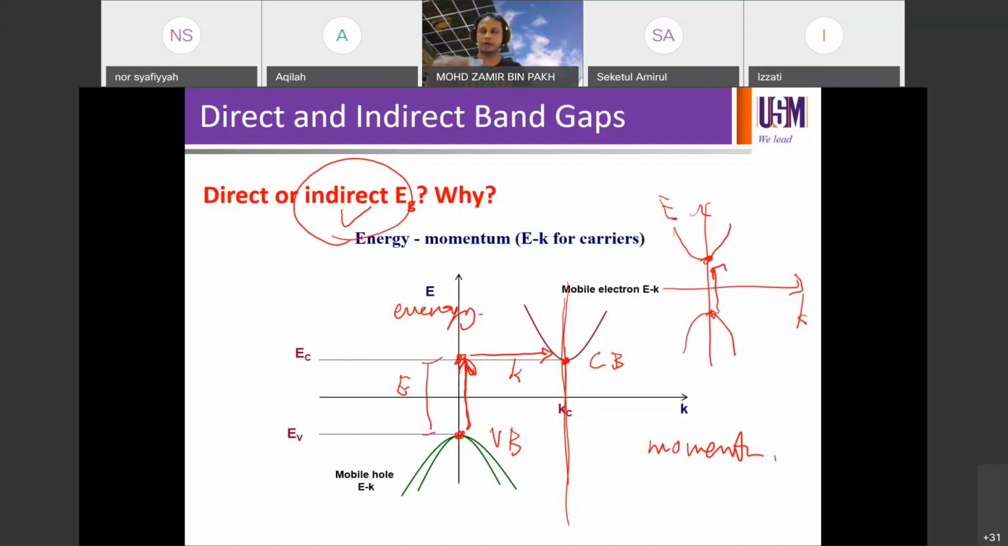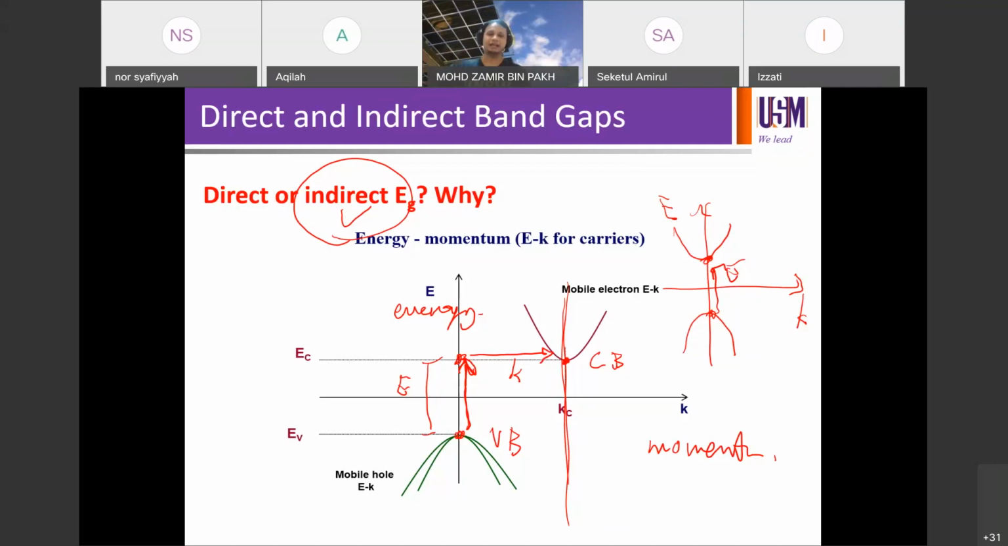But for direct band gap, you just need the right energy on the y-axis, without any assistance from your phonon, from your crystal momentum on the x-axis, to be able to reach your destination. So that's why in semiconductors, excitation is a lot easier to take place in direct band gap.